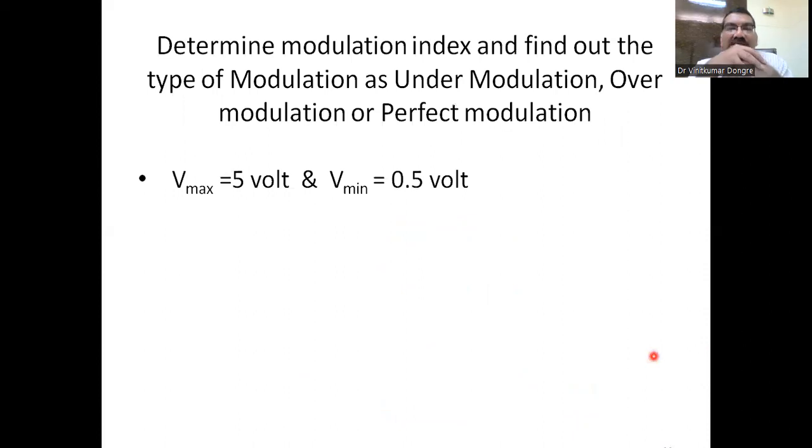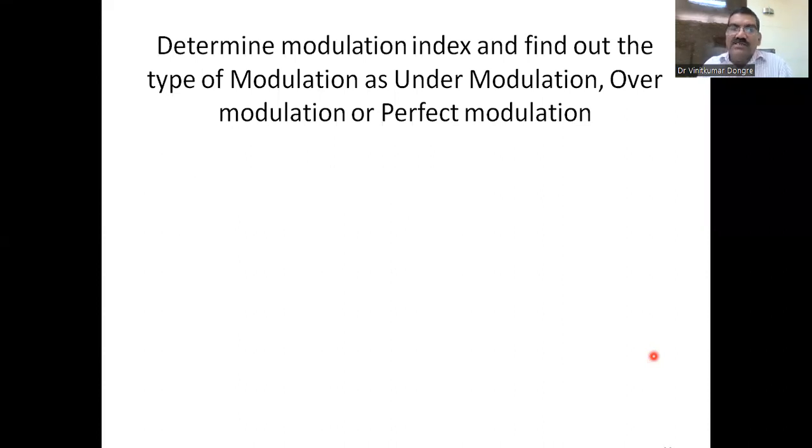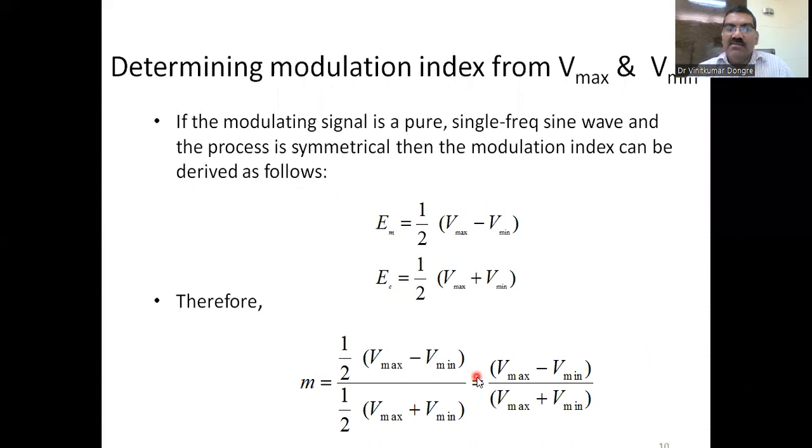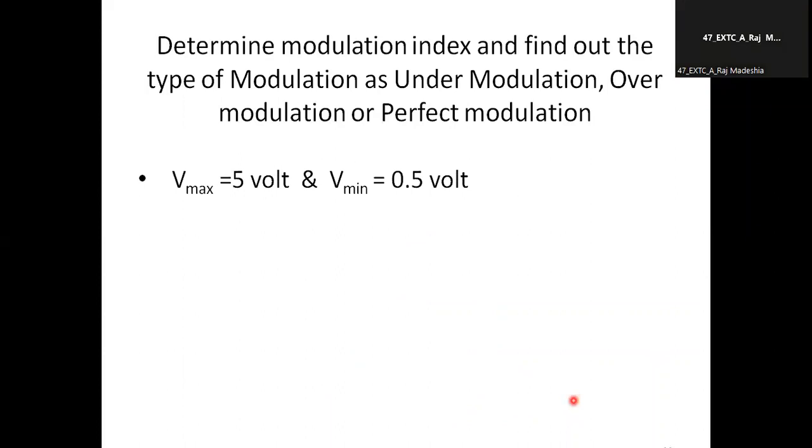I'll give a simple example. Here Vmax is 5 volt, Vmin is 0.5 volt. Can you tell me quickly what the modulation index m equals? The formula is this one. Vmax minus Vmin is 4.5. Sir, 4.5 upon 5.5. So it comes to 0.818. 4.5 upon 5.5, so it will be less than 1.